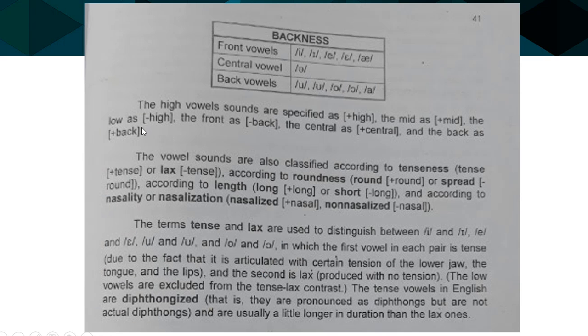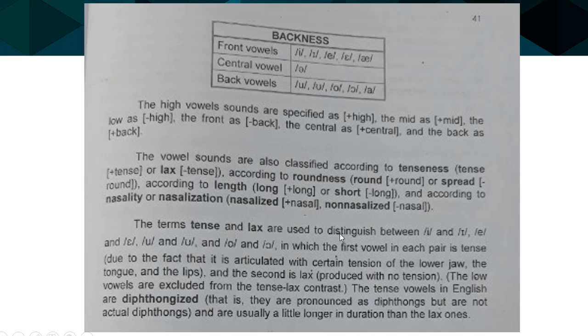Okay, I'm going to read this. It says the high vowel sounds are specified as plus high, the mid as plus mid, the low as minus high, the front as minus back, the central as plus central, and the back as plus back. The vowel sounds are also classified according to tenseness, okay? They can be tense or lax. According to roundness, they can be plus round or minus round. And according to length, they can be long and they can be short.